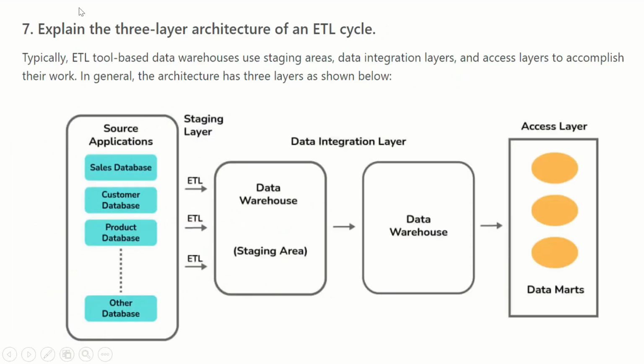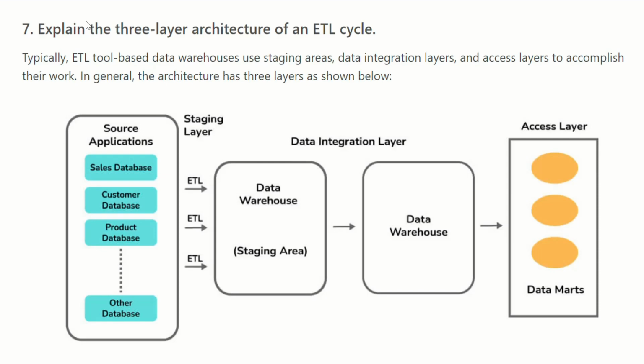Okay. So the next question is, explain the three-layer architecture of the ETL cycle. Typically, ETL tool-based data warehouses use staging areas, data integration layers, and access layers to accomplish their work. In general, the architecture has three layers as shown below.